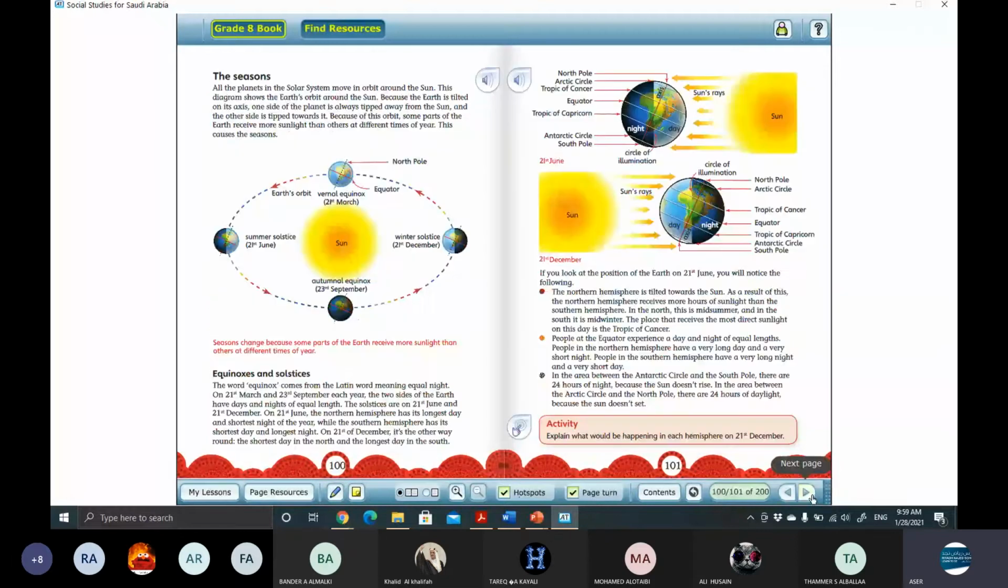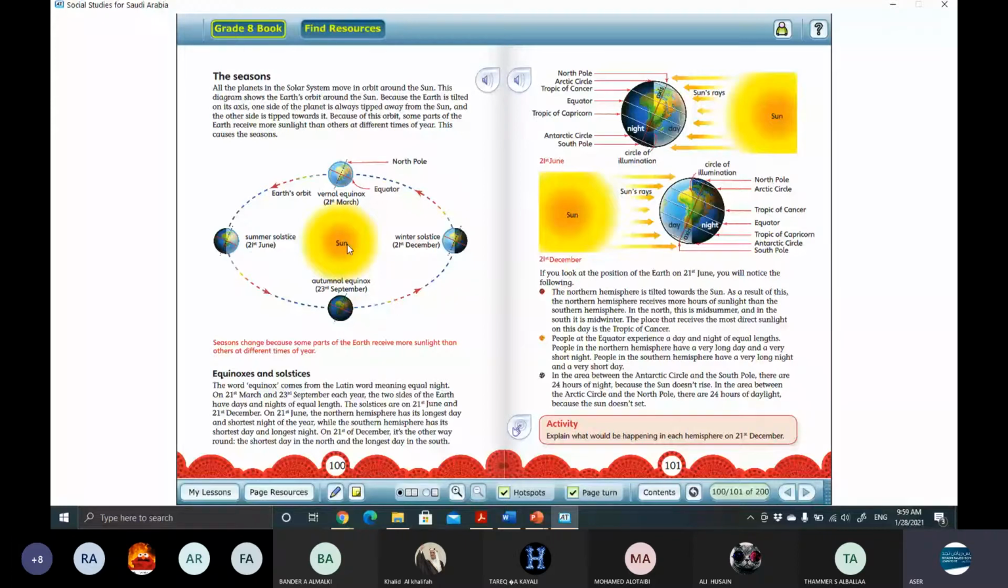What about the seasons? We have already spoken about the seasons, and the only main reason for seasons to happen is that the orbit of our planet Earth is not circular; it's in the shape of an oval. So for some places on our orbit, the Earth is going to be very close to the Sun, yet on other places on the orbit, the Earth is going to be very far.